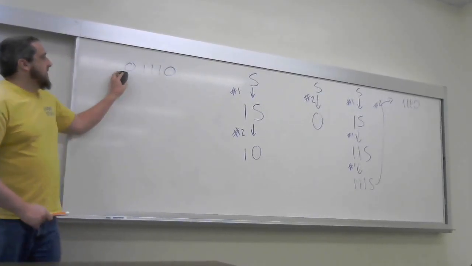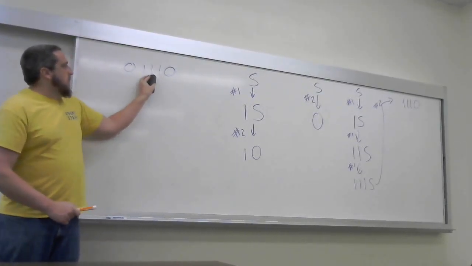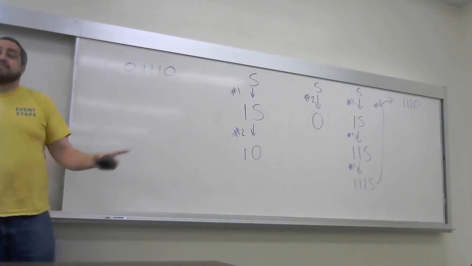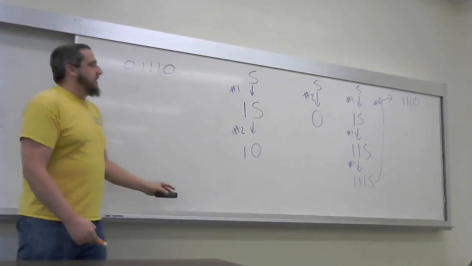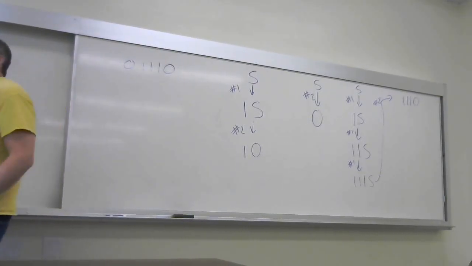So I have this sentence, 0, 1, 1, 1, 0, 1, 1, 1, 0. And I want to see if I can make this sentence using this grammar. That's all I'm trying to do. And I asked in the beginning, can we prove that we can or cannot make that sentence? We can prove it, so let's take a different sentence. Let's take maybe an easier sentence.